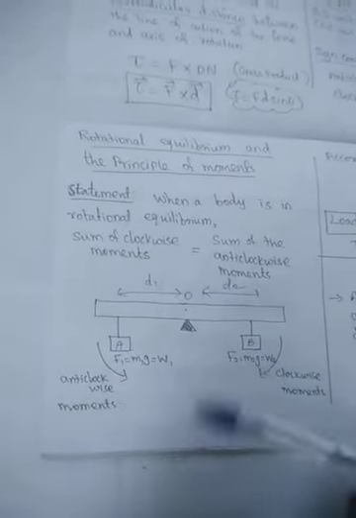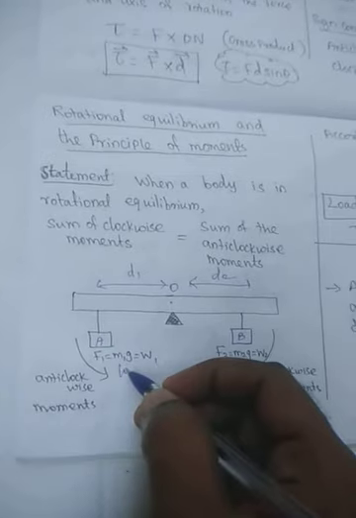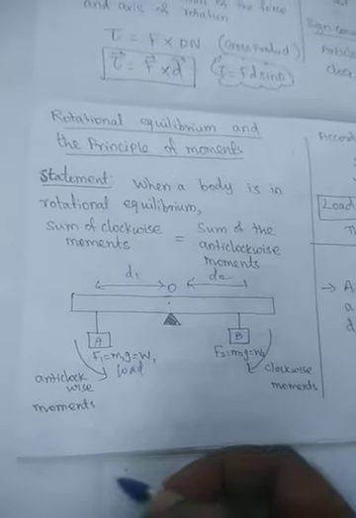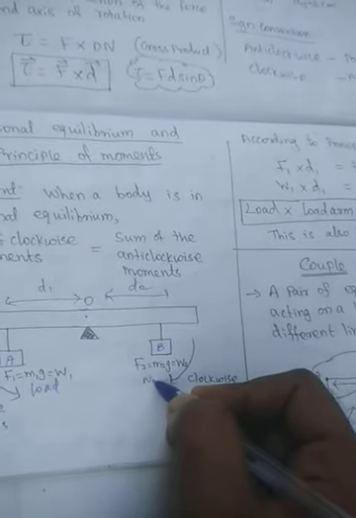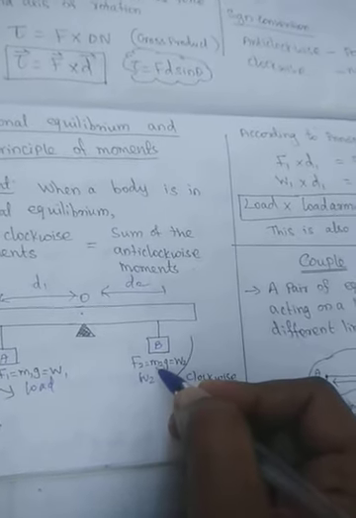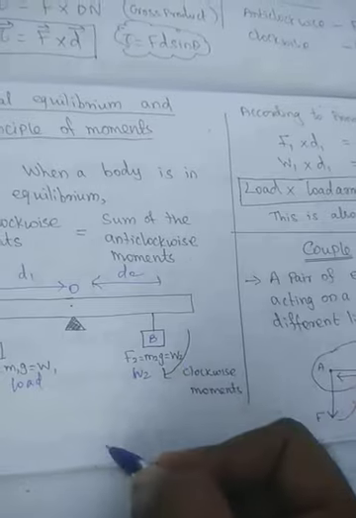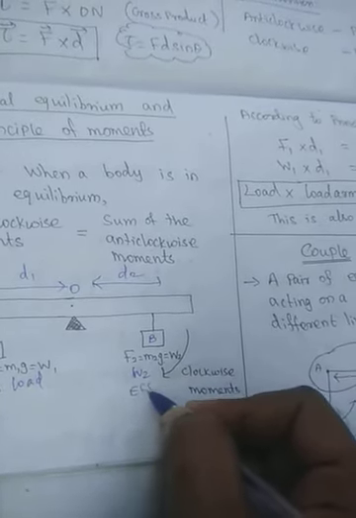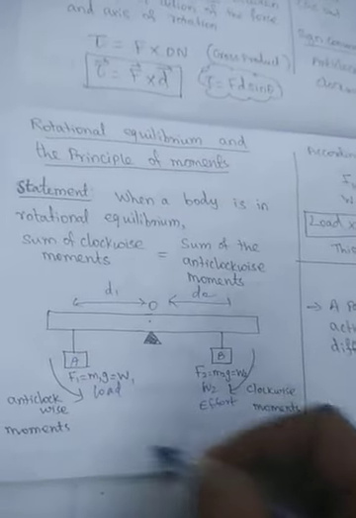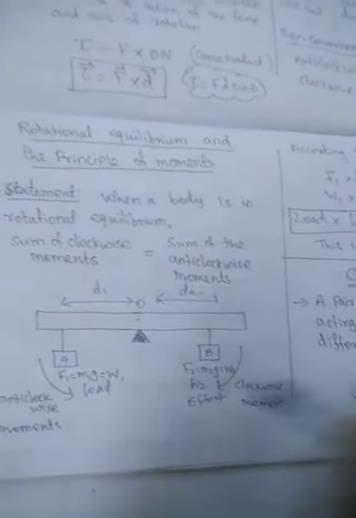So F1 means this is a load. This load is W1, and this is W2. Why can we say W2? Mass into gravity, that is W2. This W2 is the effort. So this is the load, this is the effort. Due to this load, the effort can be given like this.